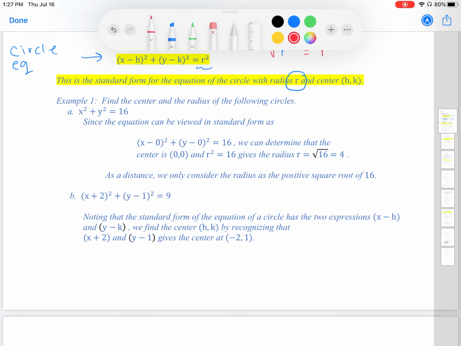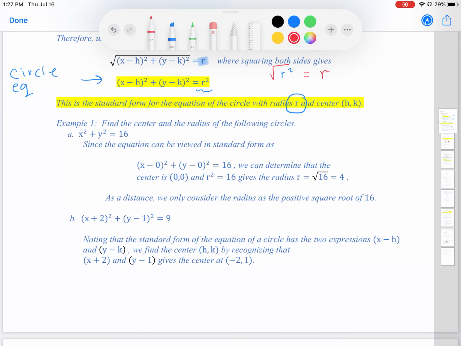Example 1. Find the center and radius of the following circles. For A, we have x squared plus y squared equals 16. All right, we have our standard form above right here. Now, we notice that there is a number that should be subtracted from h in parentheses and a number that should be subtracted from y in parentheses. So that h and that k, that will produce our center. Notice there's not a minus h and a minus k. If you want to, you can always try to make it fit that standard form.